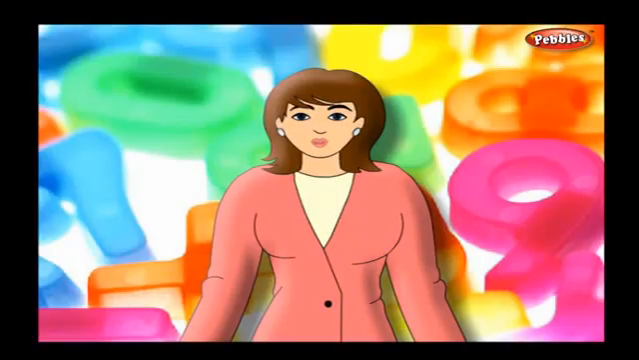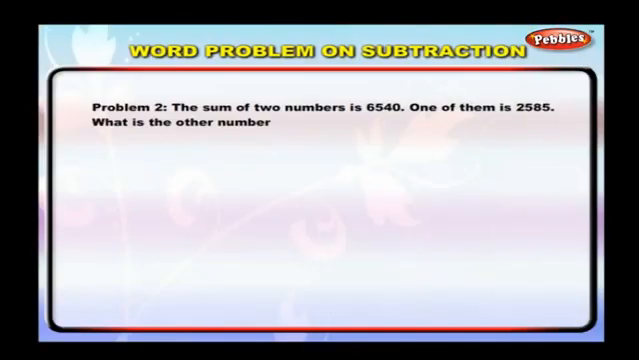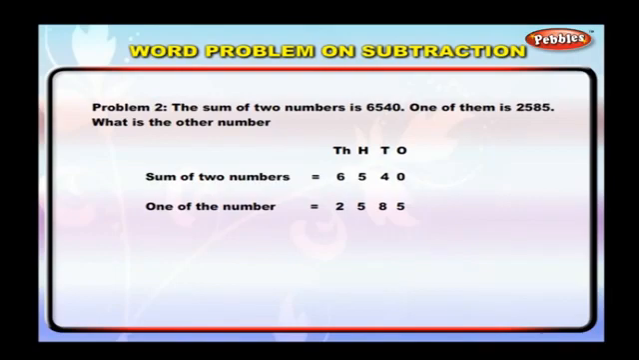Let us see one more problem. Problem 2. The sum of two numbers is 6,540. One of them is 2,585. What is the other number? Sum of two numbers is equal to 6,540. One of the numbers is equal to 2,585. The other number is equal to, subtract ones.